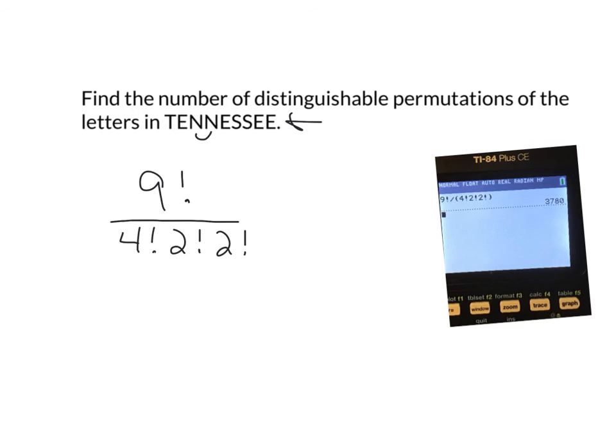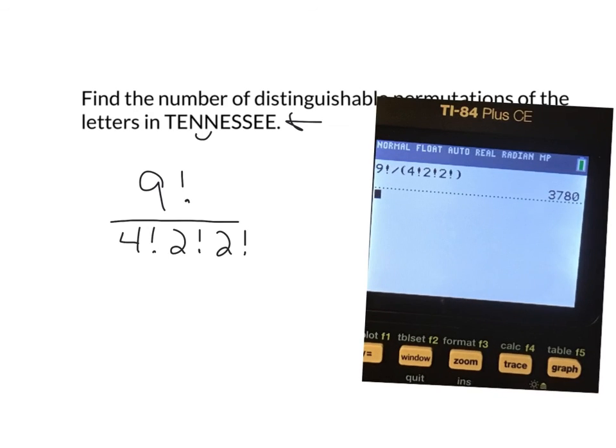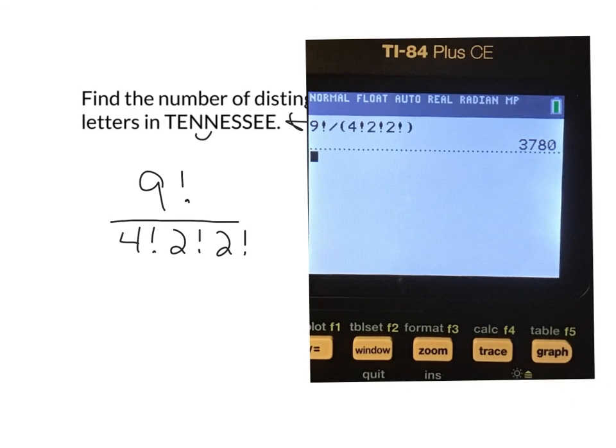So to find out how many different ways you can arrange the letters in Tennessee, that's what you would punch in. I have a picture here of me punching that in. Notice my denominator is in parentheses because there's more than one number down there. If you don't do that, your calculator will give you an answer, but it'll be really wrong. Make sure you put your denominator in parentheses. And there's your answer, 3,780.